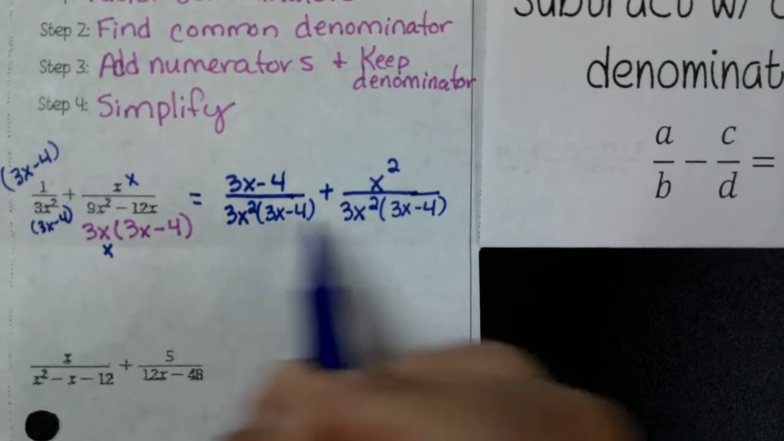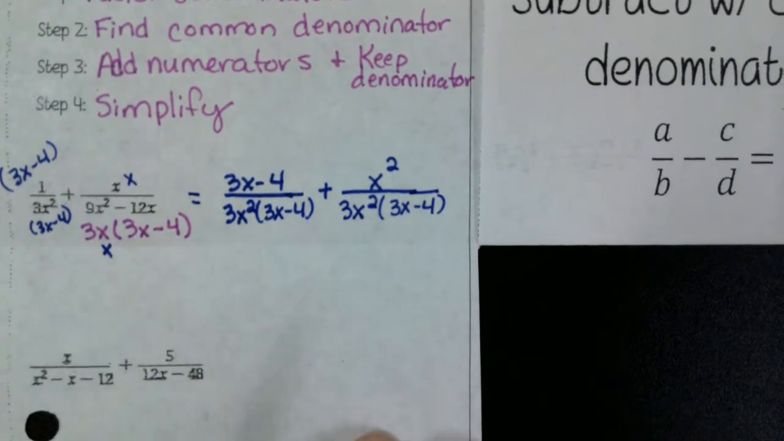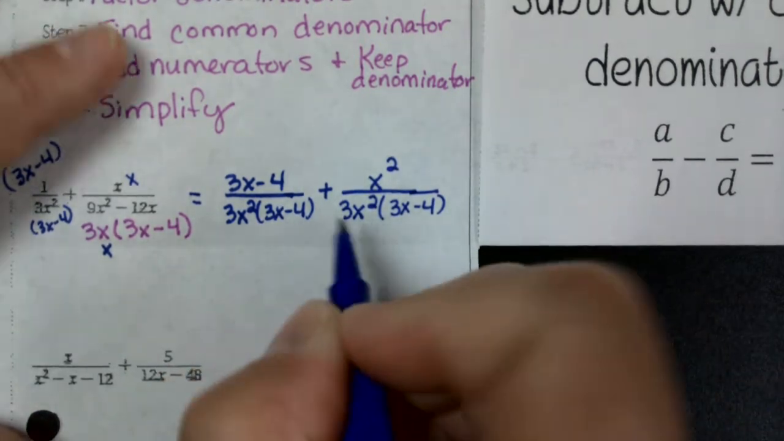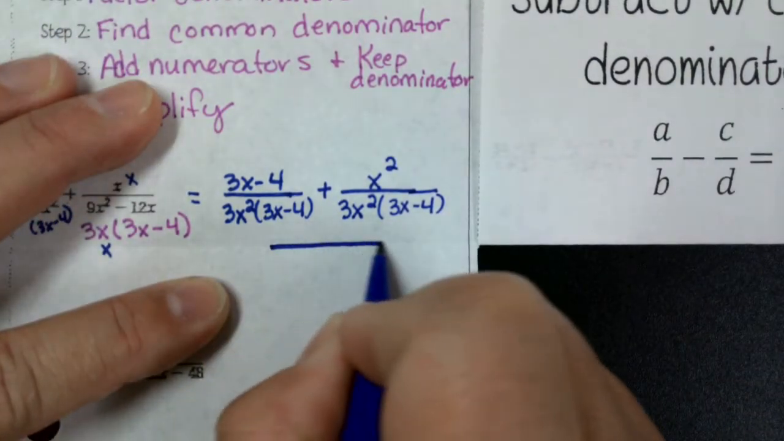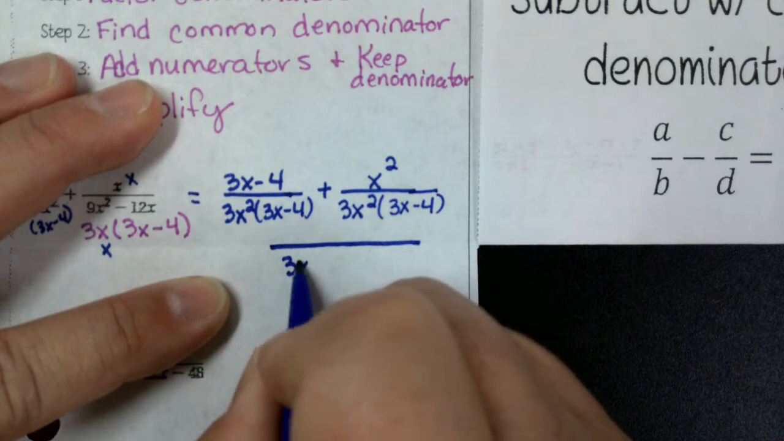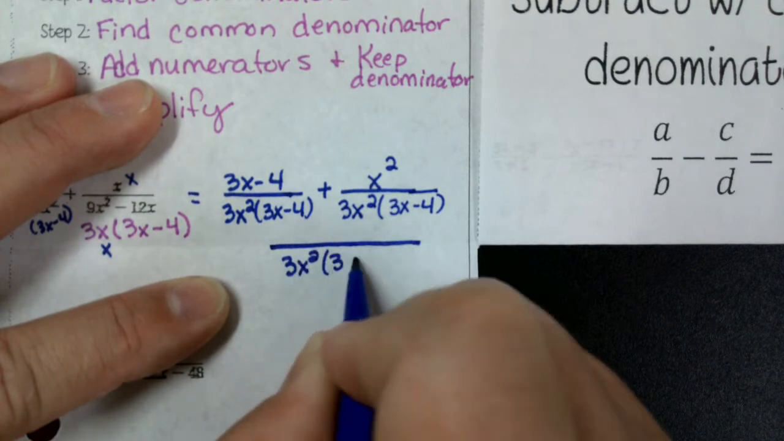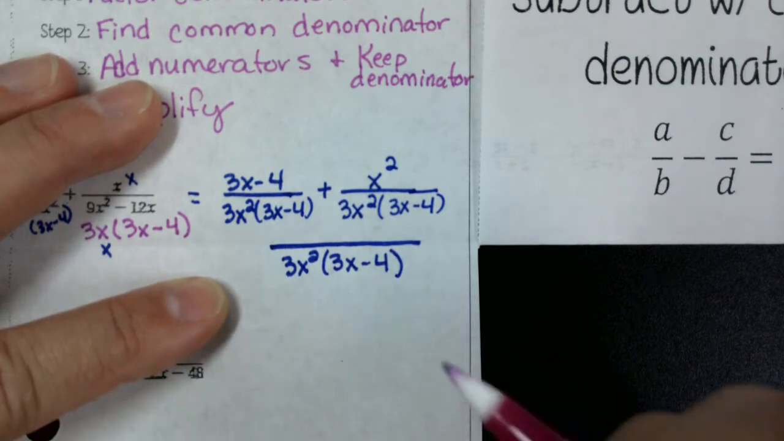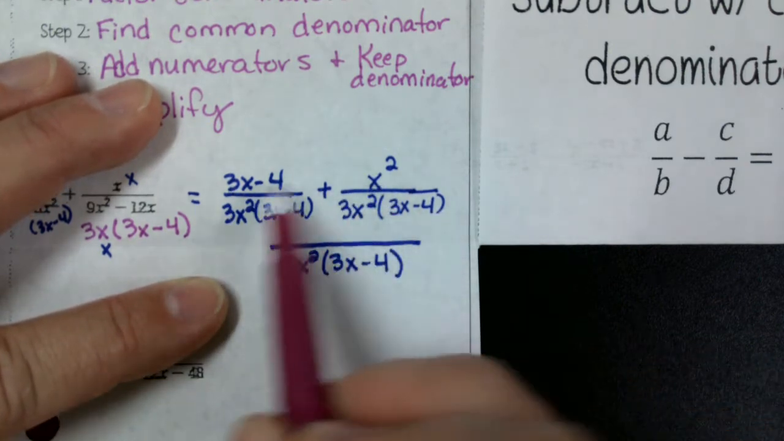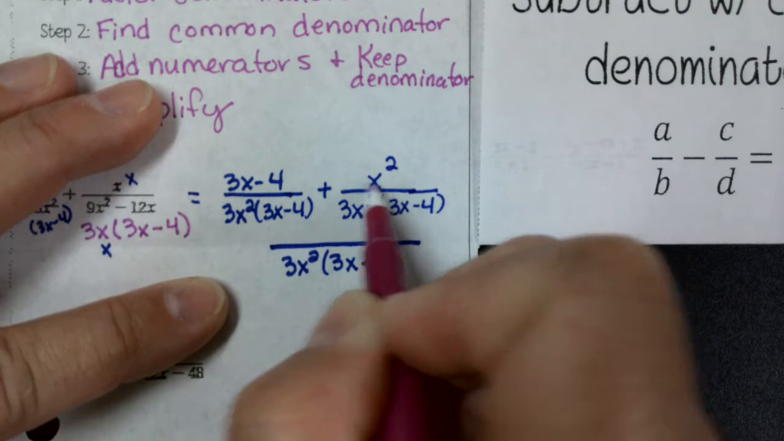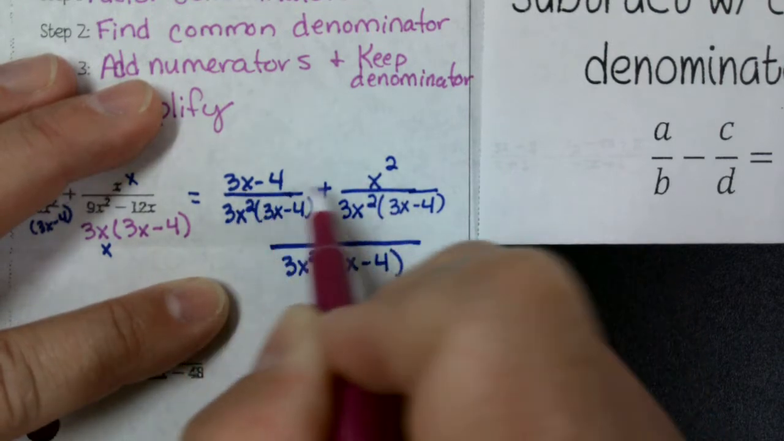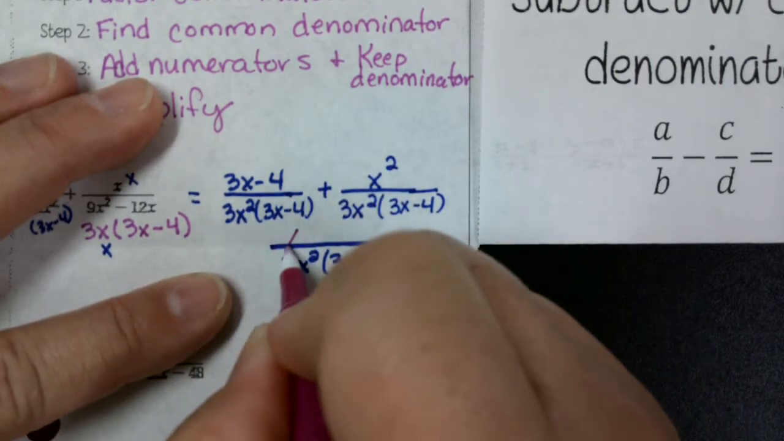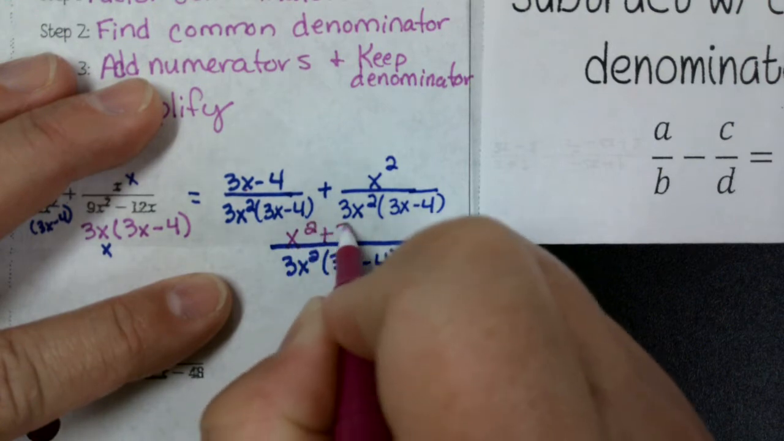Okay, I have a common denominator now, which means that I can add these together. So I keep the denominator. And now I'm going to add my numerators. So if I look at this, I see 3x minus 4 plus x squared. I'm going to write it in standard form, though.